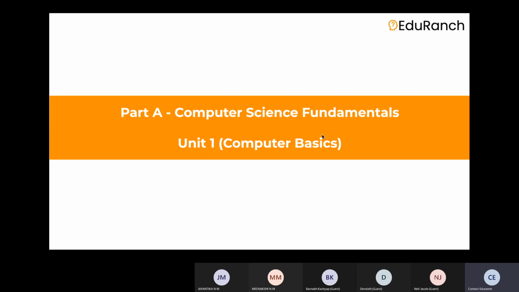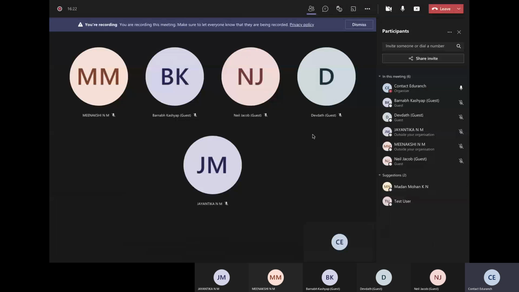Let's get started with unit one today, which is the computer basics. Before that, I would love to hear a quick introduction, a one-liner: which class or grade you are in, what is that one hobby, and why you want to learn computer science. Let's go maybe 30 seconds around the room so that we get to know each other. Shall we start with Banap Kashyap?